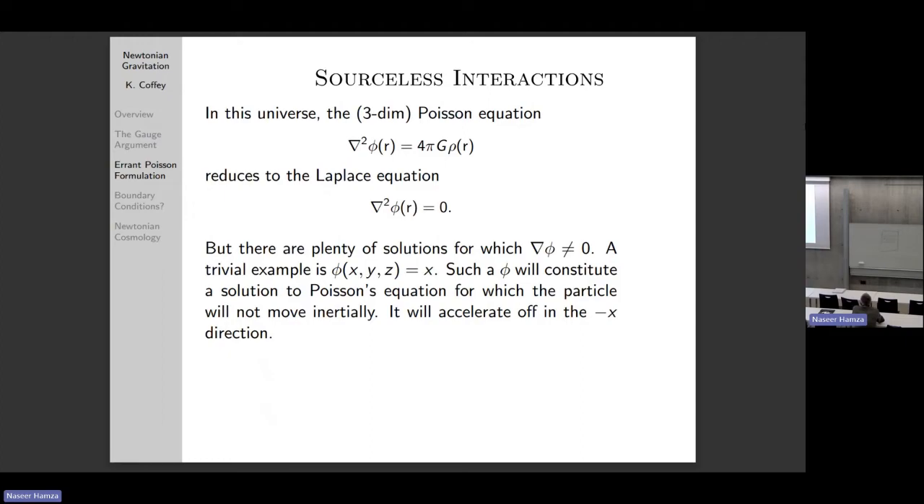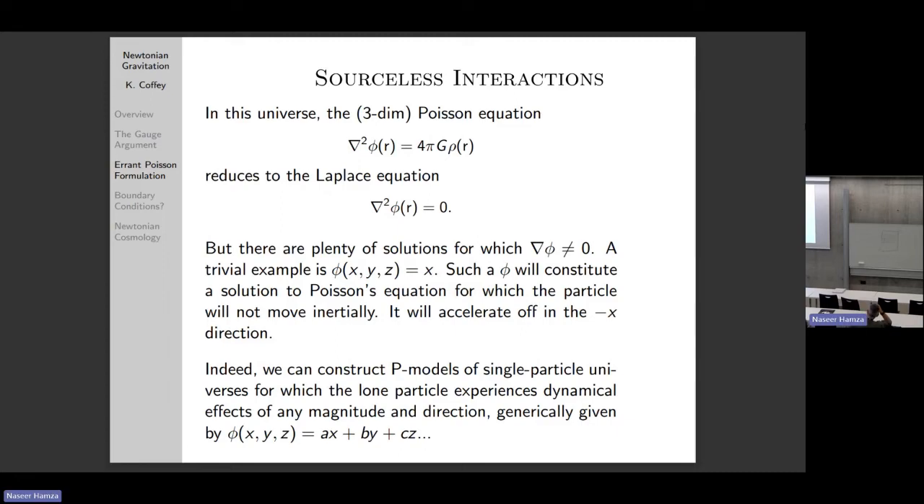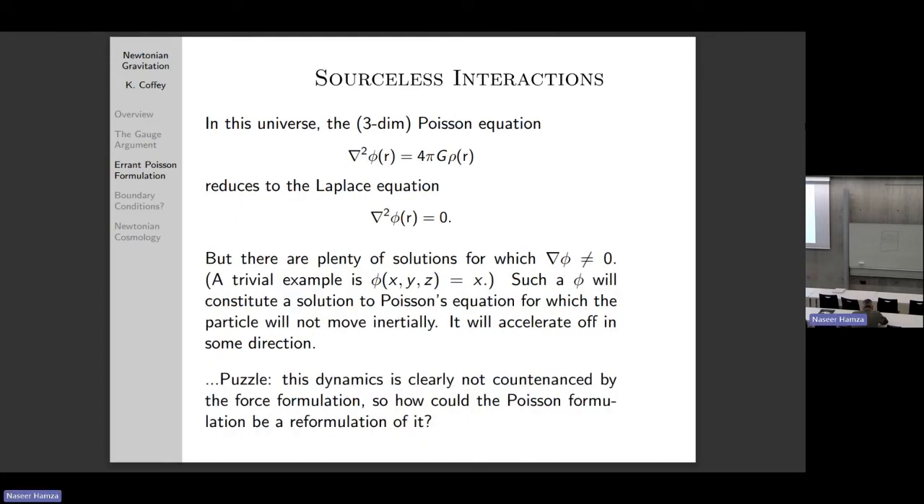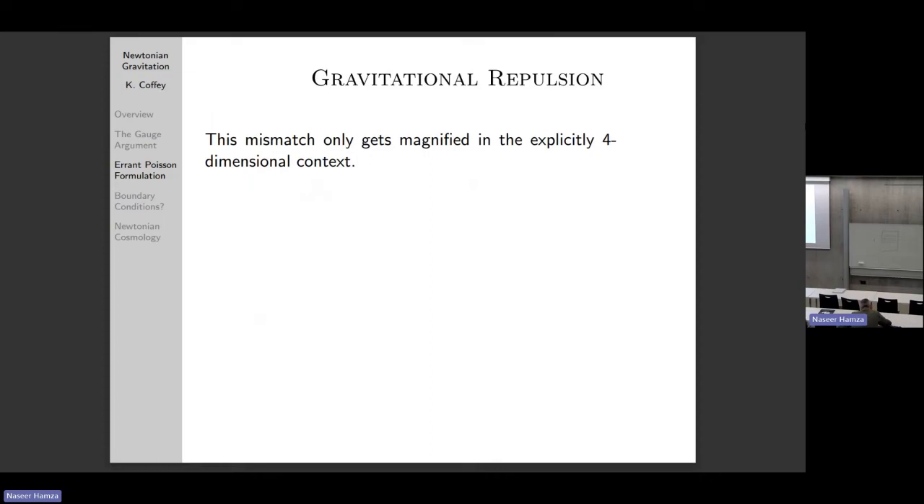And in fact, we can construct P models where the single particle is going off in any old direction we choose, just by picking A, B, and C in this expression for phi any way we like. Right? And so something has clearly gone wrong, right? This dynamics is not countenanced by the force formulation. So how could the Poisson formulation be a reformulation of it? That's the first thing. The second example is an example I'm calling gravitational repulsion.